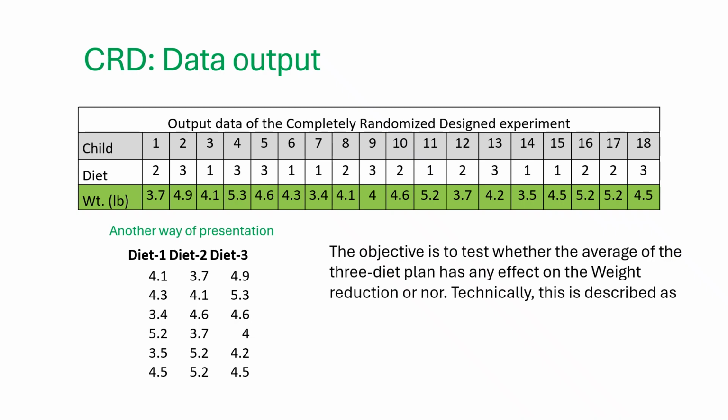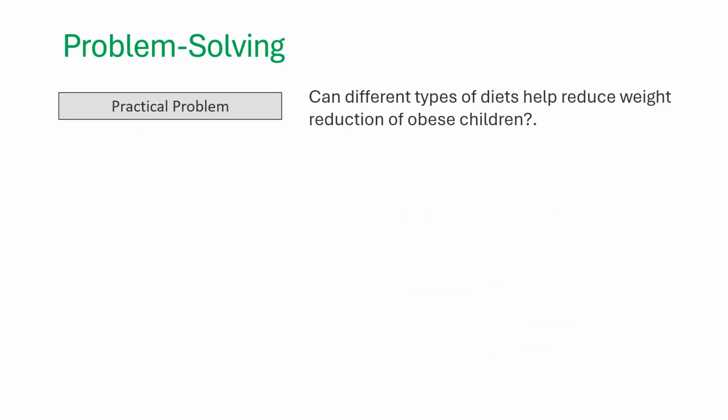So the objective is to test whether the average of the three diet plans has any effect on the weight reduction or not. So technically this is described as H naught: mu1 equal to mu2 equal to mu3, versus they are not all the same. There will be a strict inequality somewhere. So this is a statistical problem, and you can put it in the statistical problem solving way. You use one way analysis of variance and get the answer.